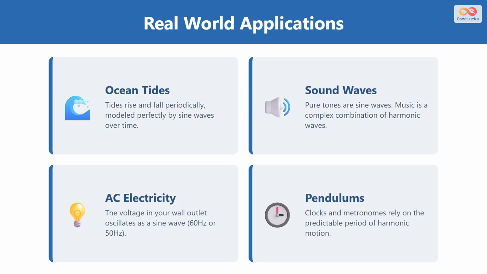Why does this matter? Because nature loves efficiency. Ocean tides, sound waves, alternating current electricity in your home, and even the swinging of a pendulum clock can all be modeled using these precise sine and cosine functions.